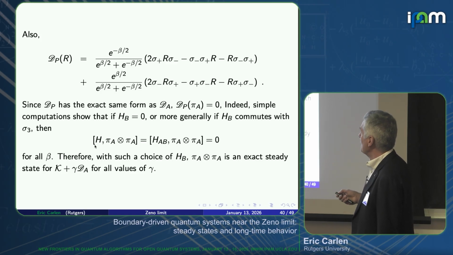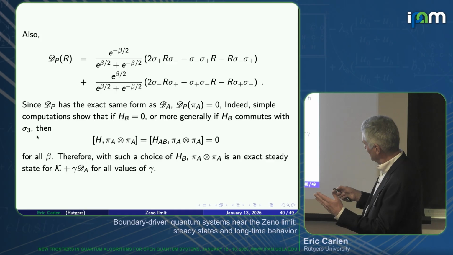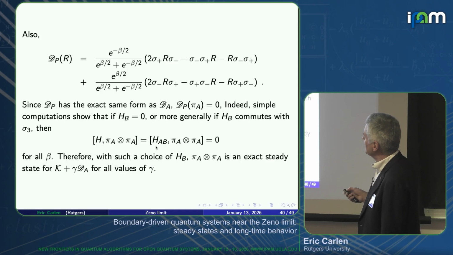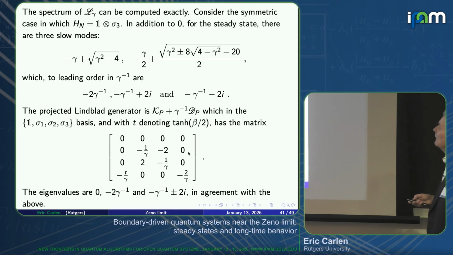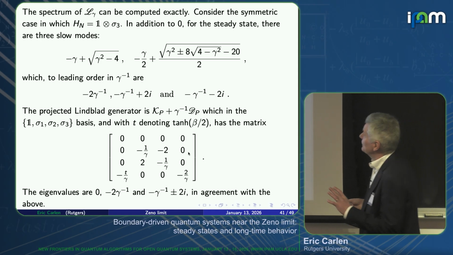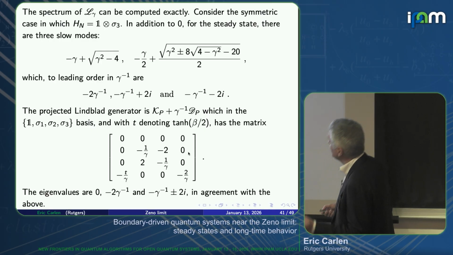Okay? So then simple computations show that if HB equals 0, or HB commutes with sigma 3, HB being the Hamiltonian in space B, then the steady state is just exactly pi a tensor pi a. Okay? Now, something more interesting happens if you take an HB which doesn't commute.